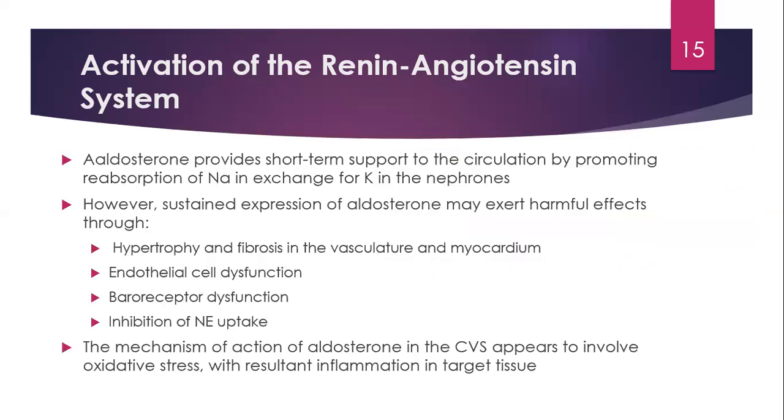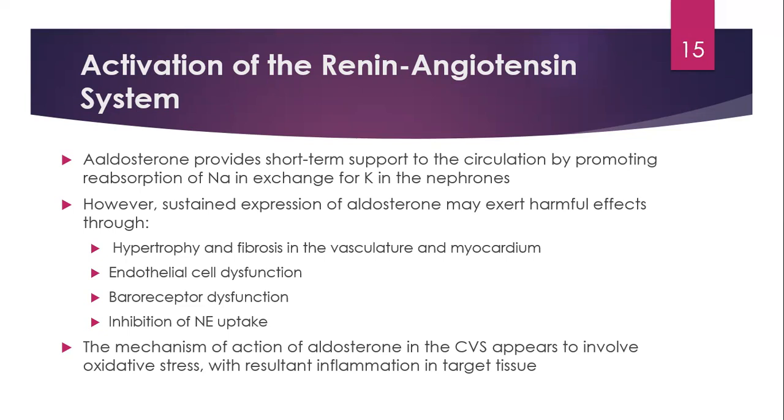Now, aldosterone, which is one of the hormones that is further stimulated by angiotensin 2, also provides short-term support to the circulation. This it does by promoting sodium reabsorption in exchange for potassium, so potassium secretion in the nephron. And this it does in an attempt to increase intravascular volume because it is sensing low cardiac output or low blood pressure, so it is attempting to retain water to restore.